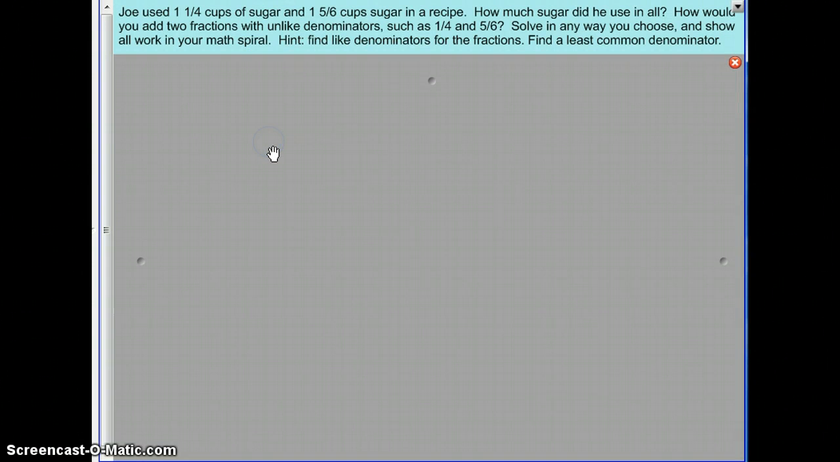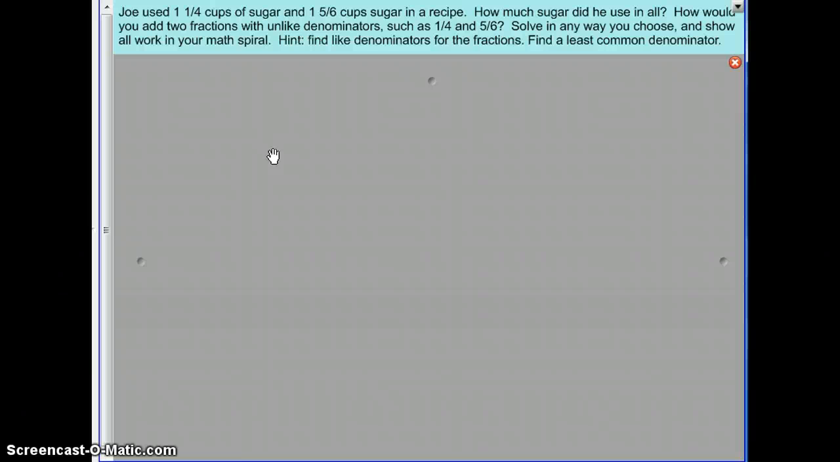Okay, now Joe's cooking. Joe used 1 1/4 cups of sugar and 1 5/6 cups sugar in a recipe. How much sugar did he use in all? How would you add two fractions with unlike denominators, such as 1/4 and 5/6? Solve in any way you choose and show all work in your math spiral.